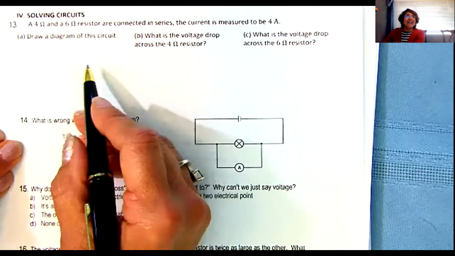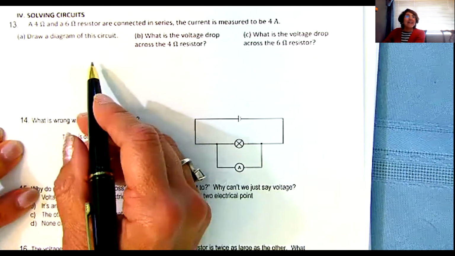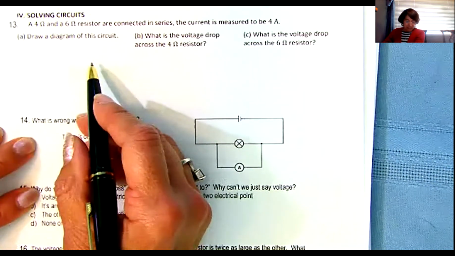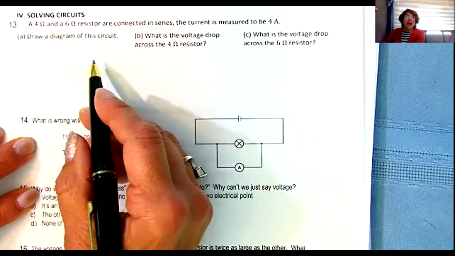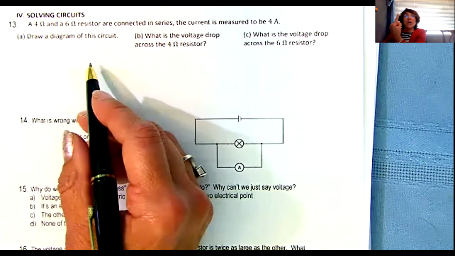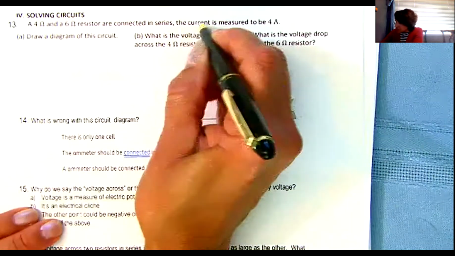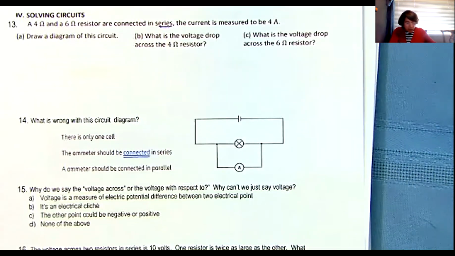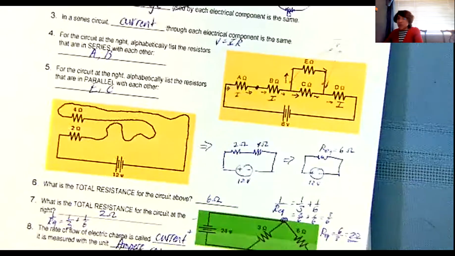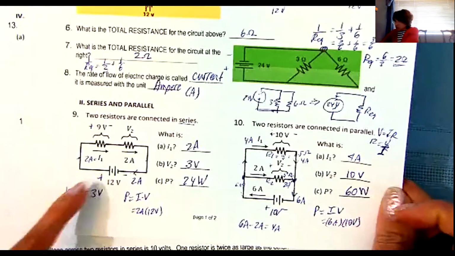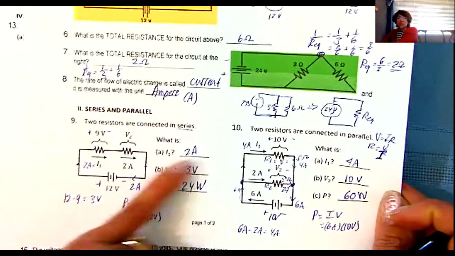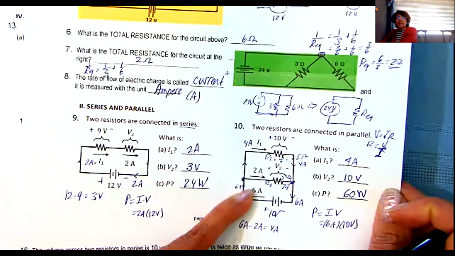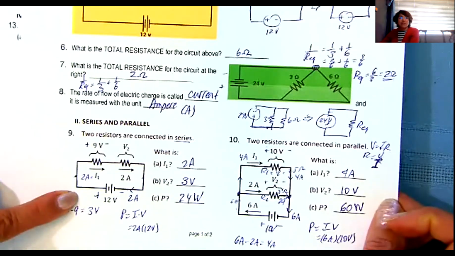So the 4 and the 6 amps should be on the same node. Okay, not on the same node. They share one node, but they're in series. You're more than welcome to use help from what you know things look like when they're in series versus what things look like when they're in parallel. In fact, this would work.